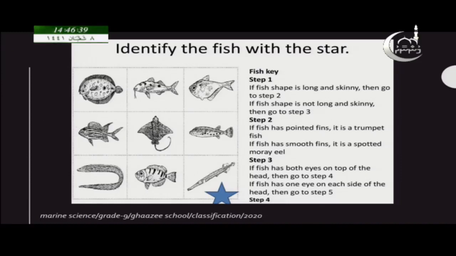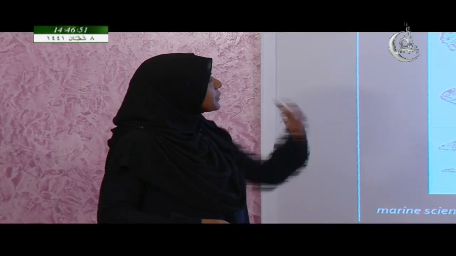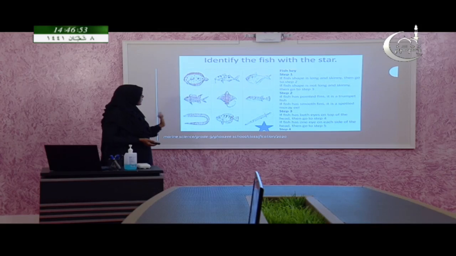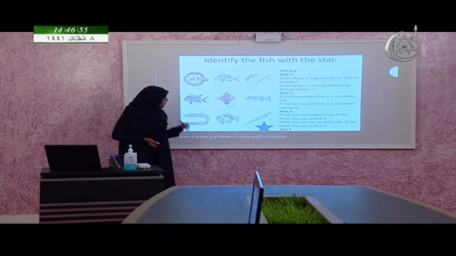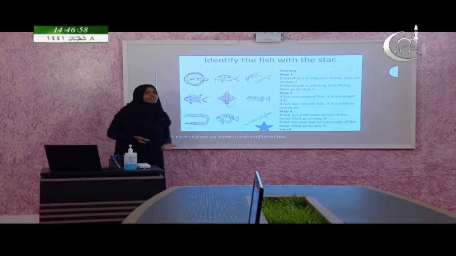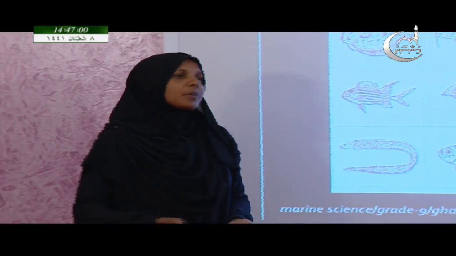Identify the fish with the star only. So, when you get some organisms like this, all of these are different types of fishes. When you are going to identify, first you have to think, and then you should think of a question: what feature you can use to identify the organism.